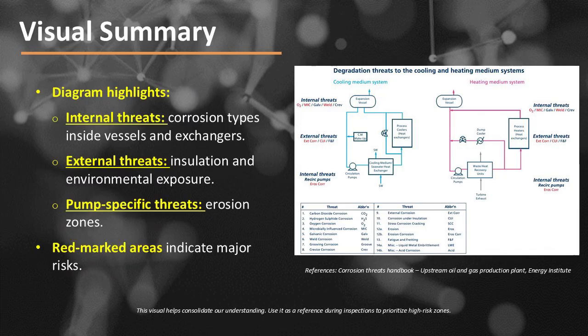Visual summary: this visual helps consolidate our understanding. Use it as a reference during inspections to prioritize high-risk zones. In this diagram the following are highlighted: internal threats, corrosion types inside vessels and exchangers; external threats, insulation and environmental exposure; and pump-specific threats, erosion zones. Red-marked areas indicate major risks.